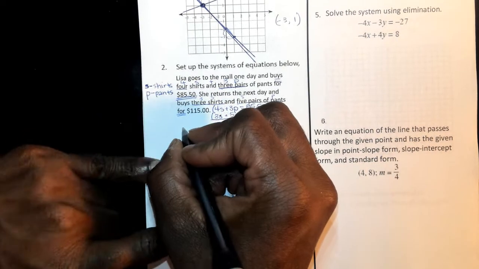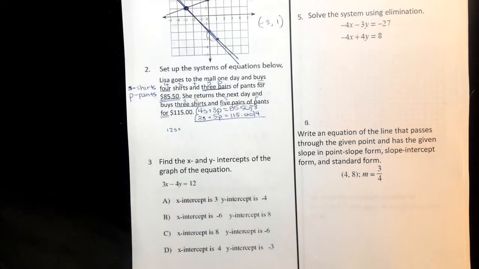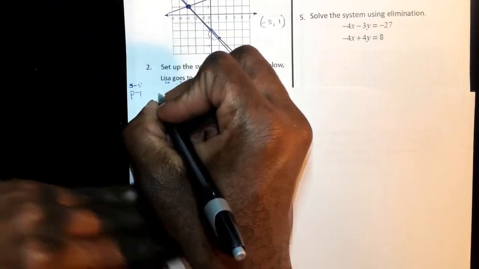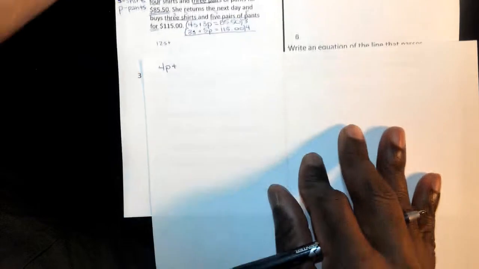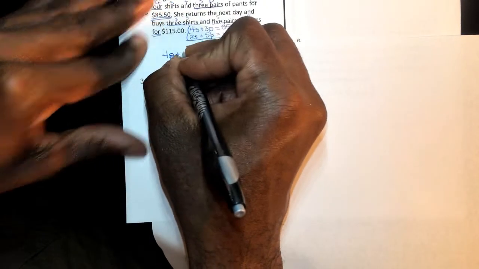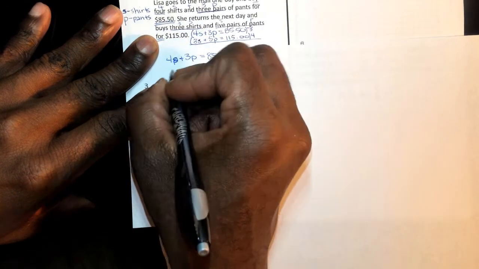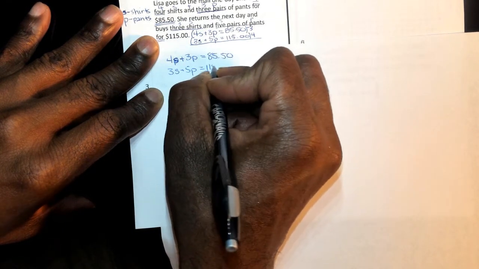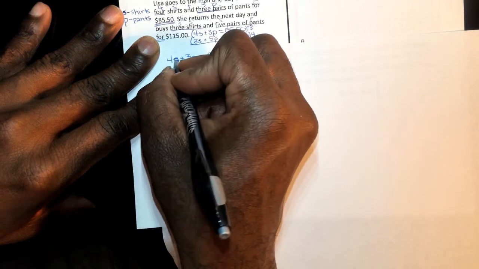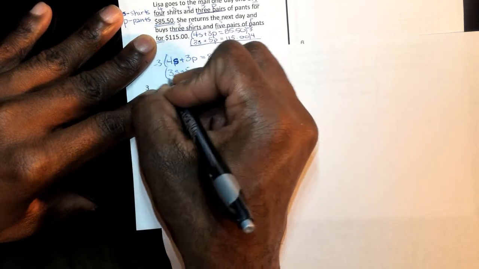So I'm going to write these new equations down here. Actually, I'm doing it on another sheet because this is how I want y'all to do it on the test. It keeps it a little clearer. So we have 4S plus 3P equals 85.50, and 3S plus 5P equals 115. Again, we're multiplying the first one by -3 and the second one by 4.